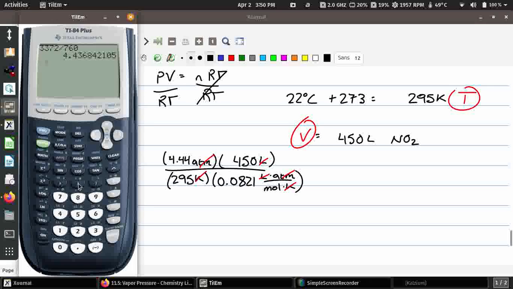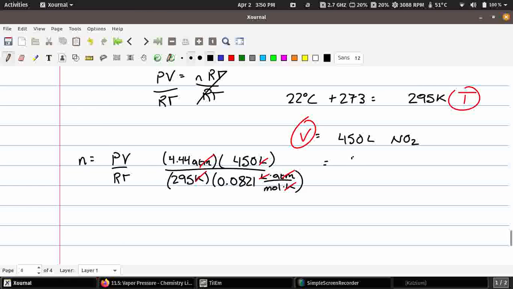So let's plug this in the calculator. 4.44 times 450. Close the parentheses and open a new set after you divide. You have 295 times 0.0821. And then that's going to give you 82.5 moles. So we have 82.5 moles of NO2.